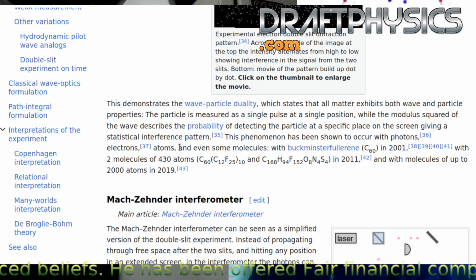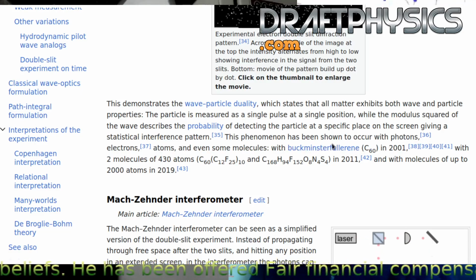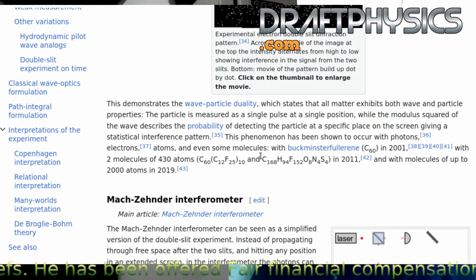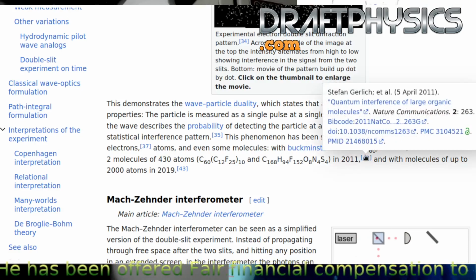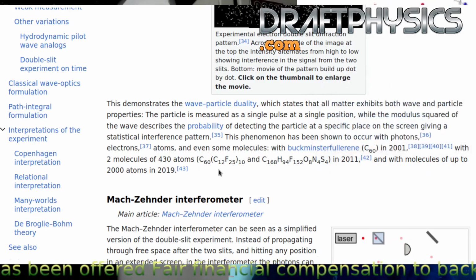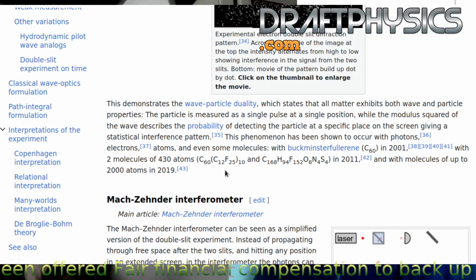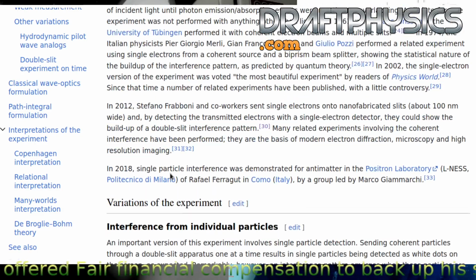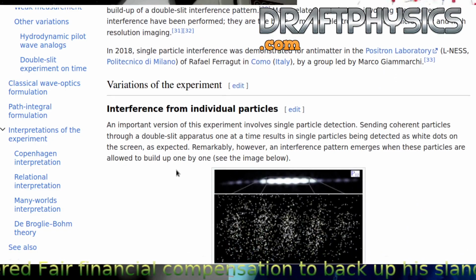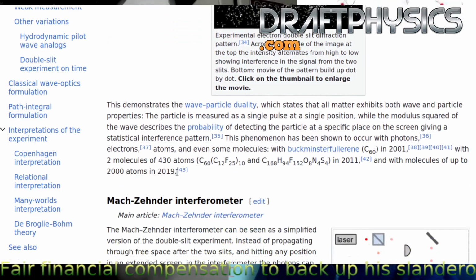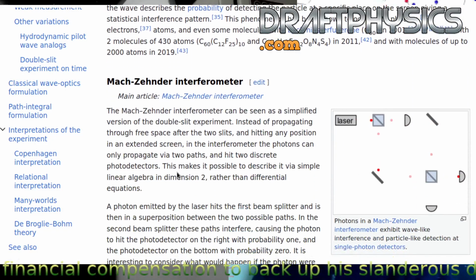All right. The phenomenon has been shown to occur with photons, electrons, atoms, and even molecules. So more crap about how you get the same pattern. And you don't get the same pattern, and you certainly don't get it as clear, indicating that something else is going on, that there's more involved.